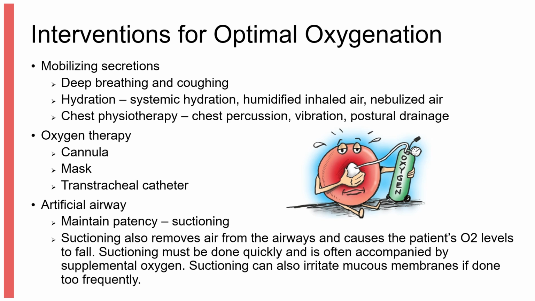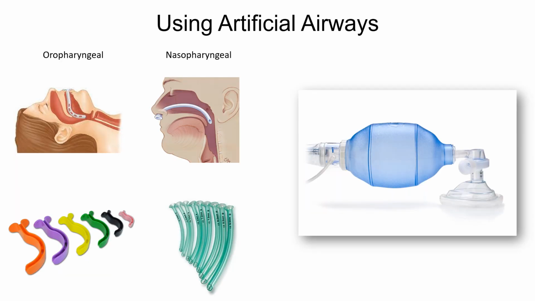We're only going to do it when needed. So here we have a picture of artificial airways. We have the oropharyngeal and nasopharyngeal airways, and you can see by the picture how it's placed and what they look like. Some of you may have seen these in some of the CPR classes, the BLS classes will show you the airways.